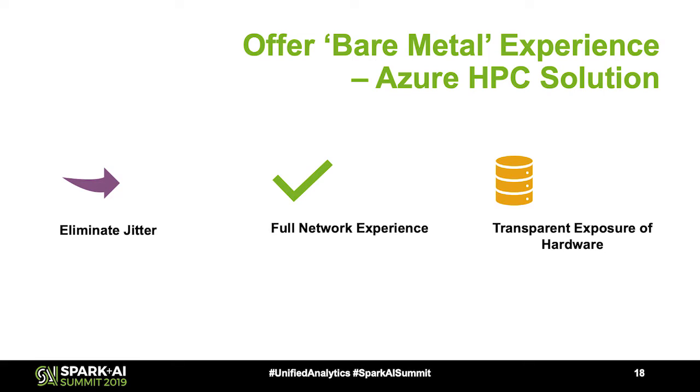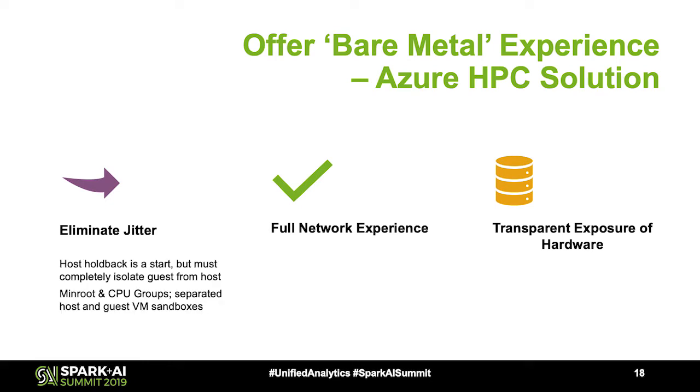Jitter, you all know, is one of the main causes of non-deterministic performance, and also variability over different runs. And why is a full network experience important? Even though we have the latest and greatest hardware, what's the point if it's not exposed to the customer? Also, exposure of the hardware, here I mean the cores. Even though the cores are pinned in the VM, what if the hypervisor changes onto a different core? Then it becomes really not useful.